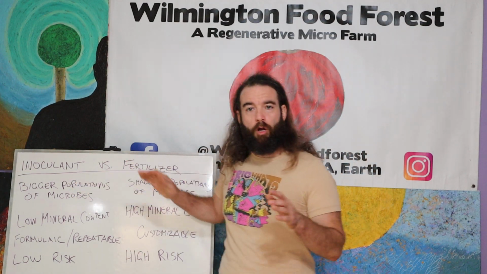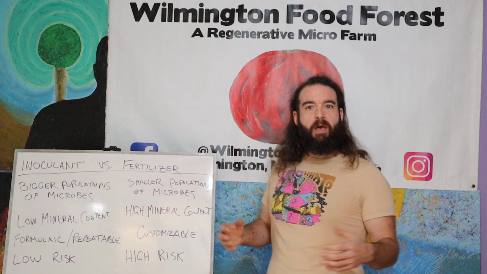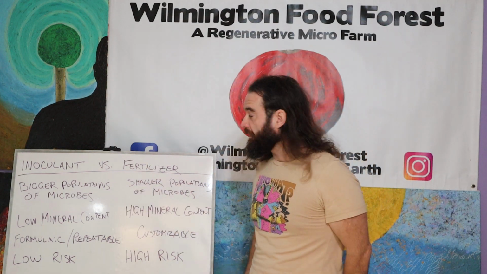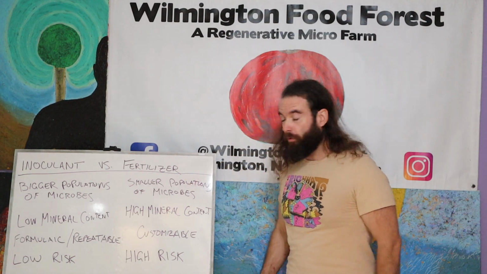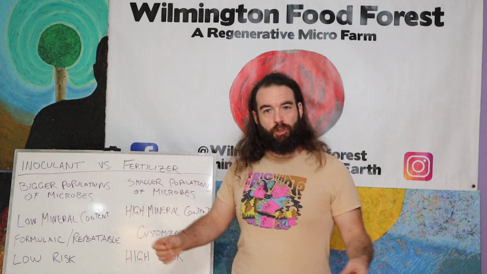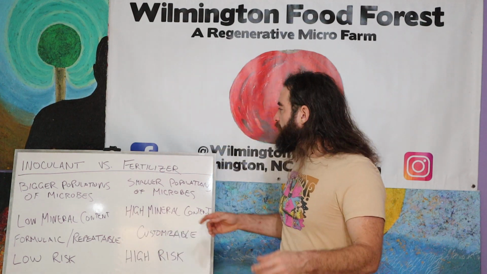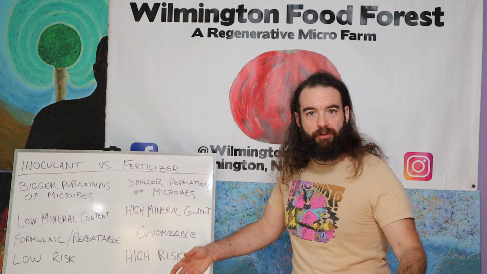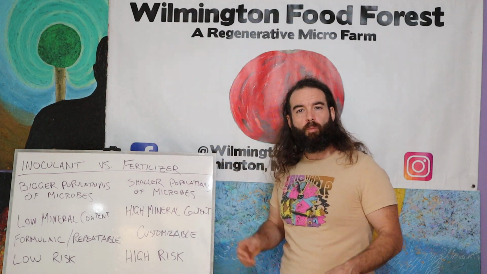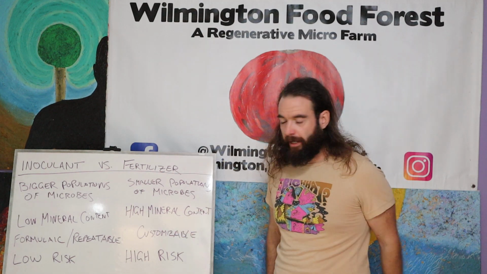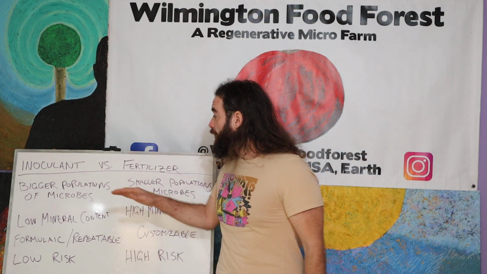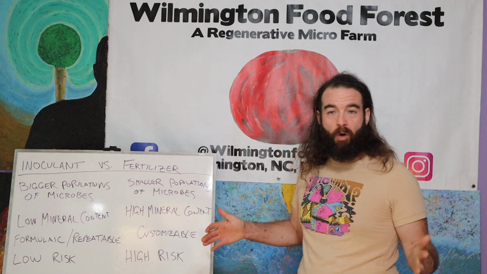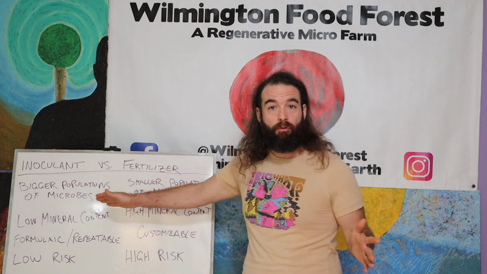The inoculant's purpose is to put massive amounts of life into your soil system, okay? Your fertilizer's goal is to feed the soil system, okay? So with the inoculant, we're putting big populations of life in the soil. With the fertilizer, we're feeding those populations, okay? So in the inoculant, we're going to have big populations of microbes. That is the one thing that separates the inoculants versus the fertilizers.